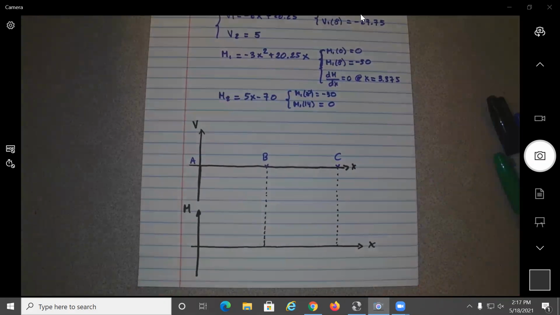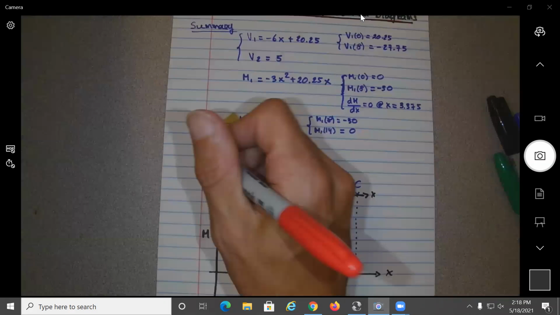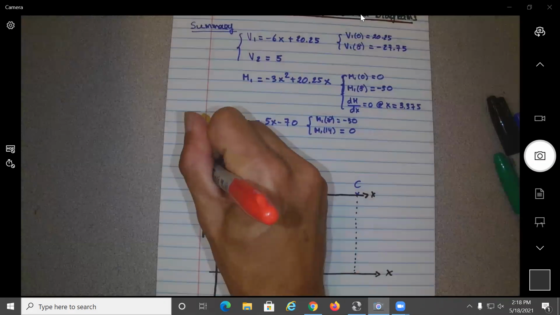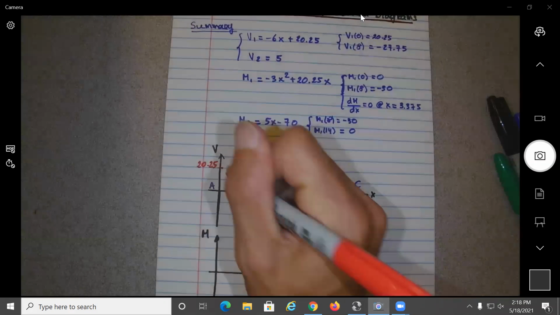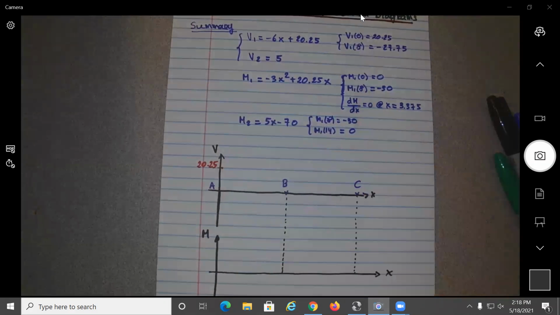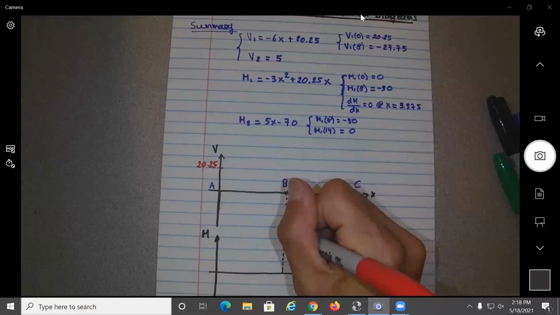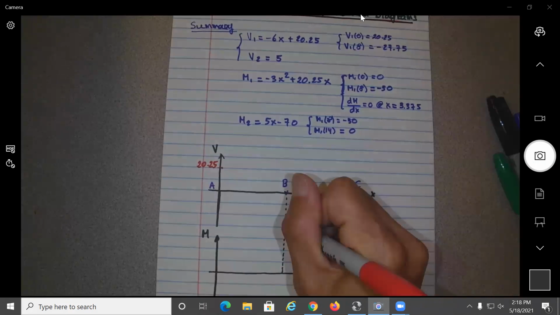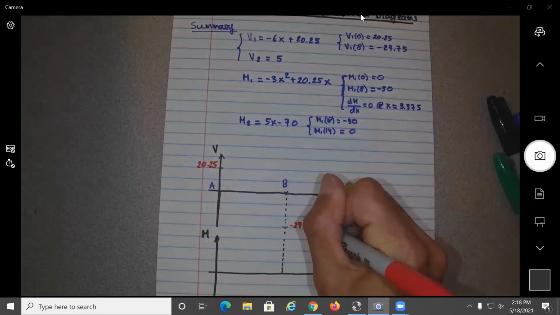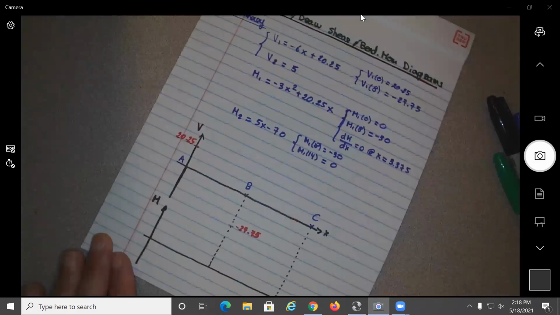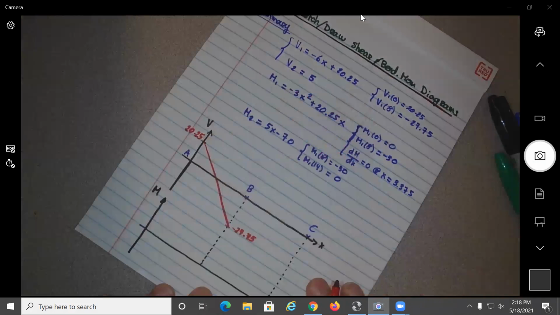Okay, so now we'll go and plot V1. What is V1? V1 at 0 is 20.25, sorry. So let's say this point here will be 20.25. And we know at 8 is minus 27.75. So let's say at this point here will be minus 27.75. What type of line is that? This should be a straight line.